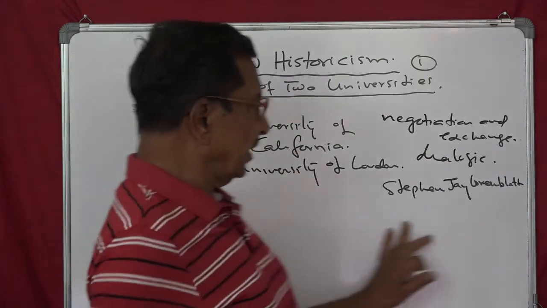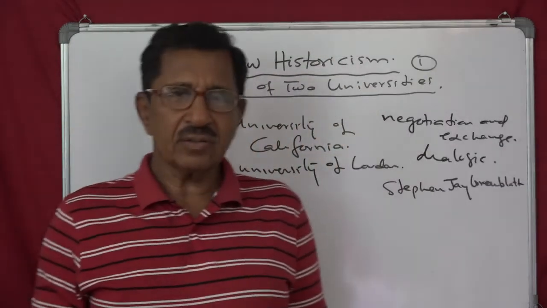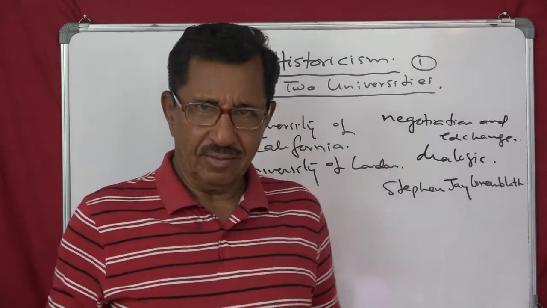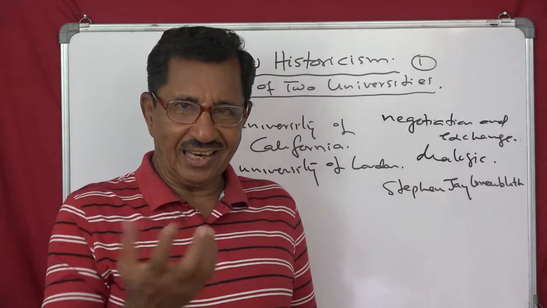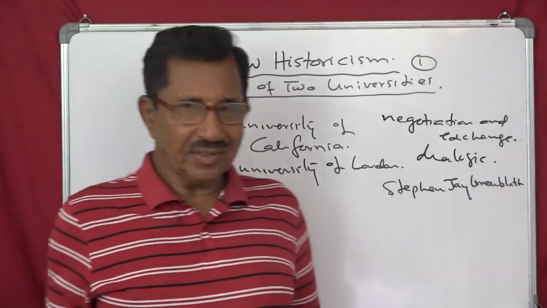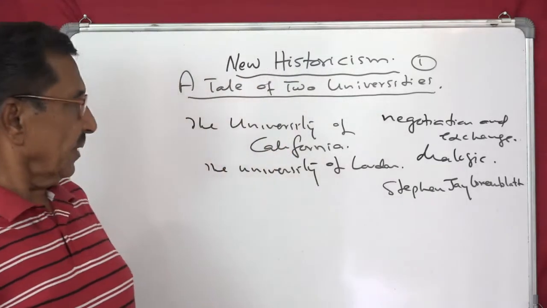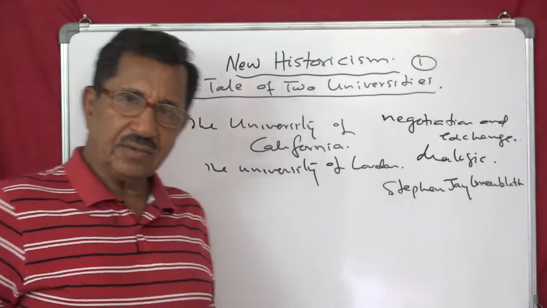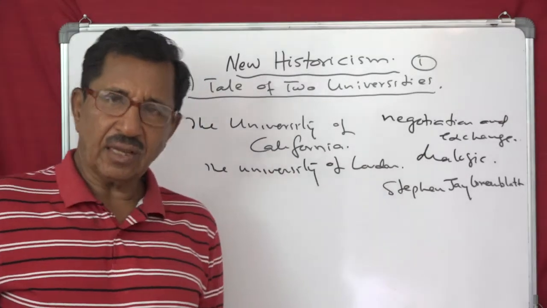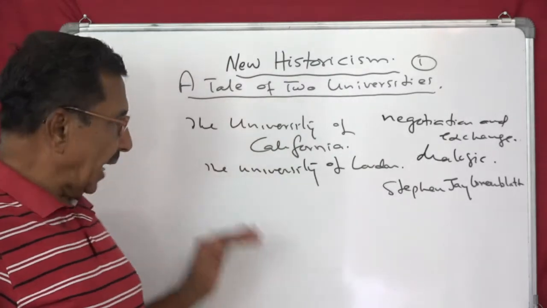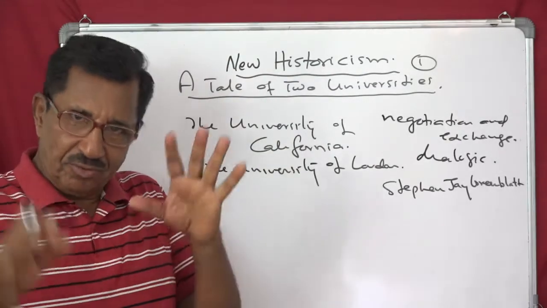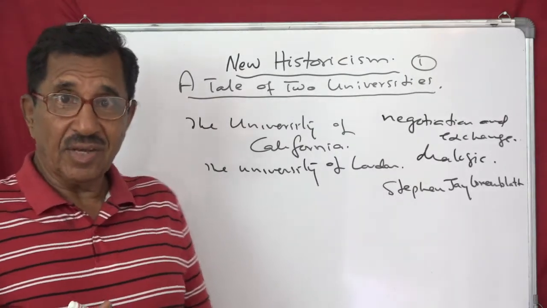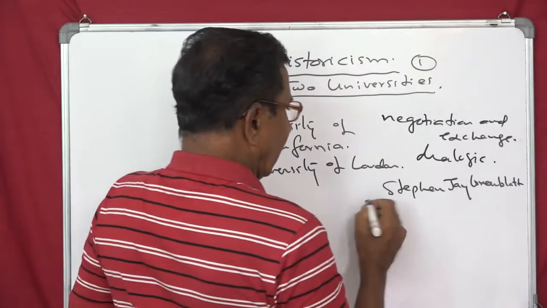Greenblatt. Stephen J. Greenblatt. His name is better known as Stephen Greenblatt. The full name we very rarely use; we will find it only in documents and so on. Otherwise, it is Stephen Greenblatt, and he was the pioneer. He was a professor at the University of California, Berkeley, and simultaneously, almost the same thing, a parallel movement was going on at the University of London.